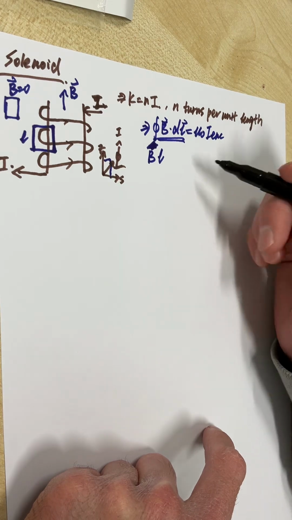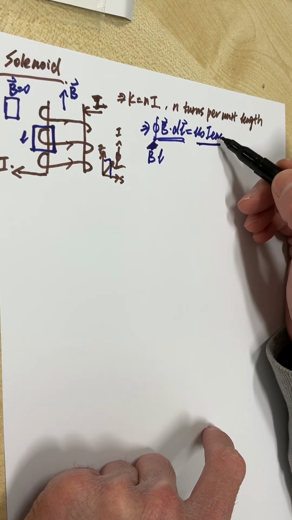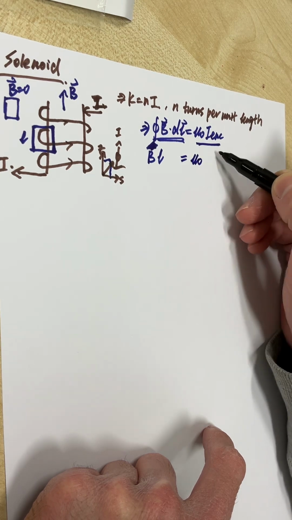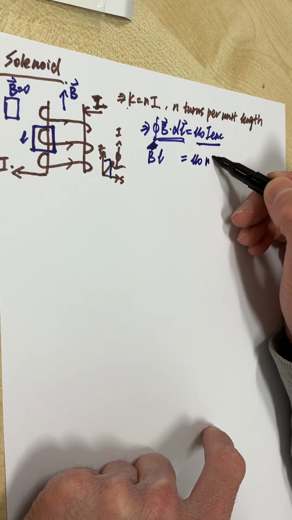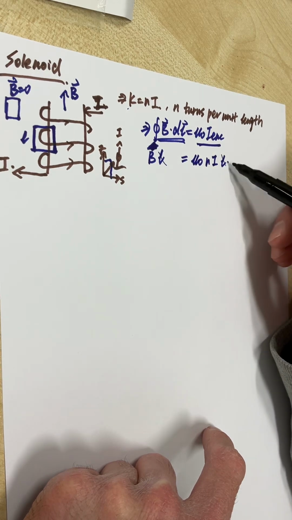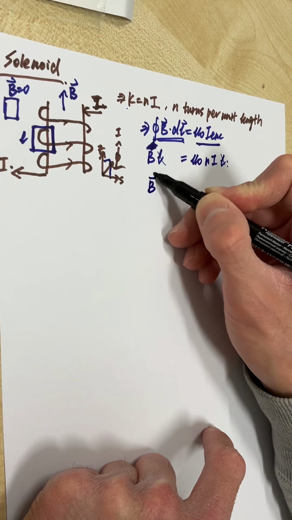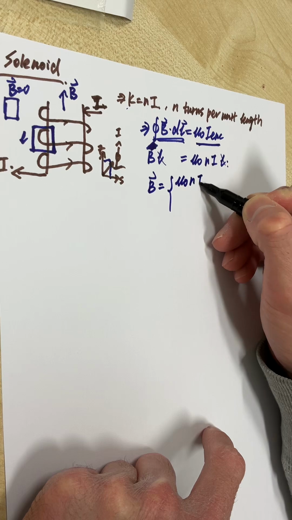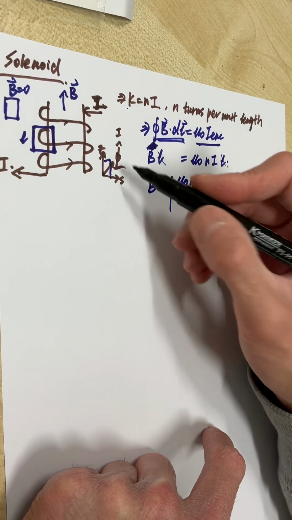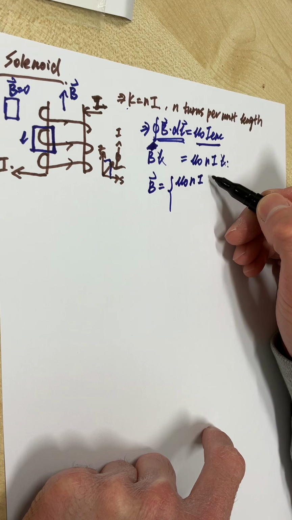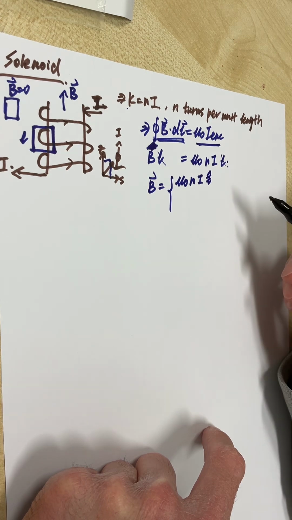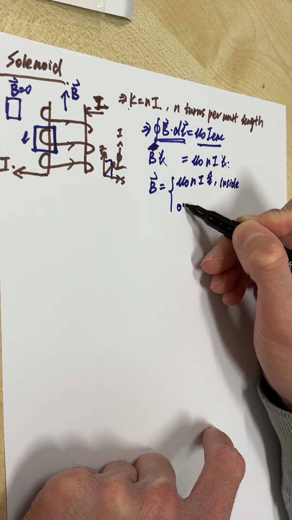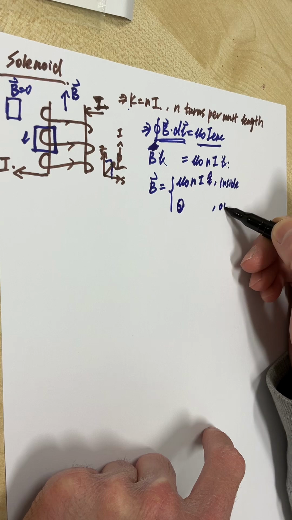Okay, BL. So the right-hand side, I enclosed, would be equal to mu 0, and then K is here, so NIL. So L is cancelled. What we have is B equals mu 0 N I, and the direction of the magnetic field is along the Z direction when it's inside, and then outside we have 0.